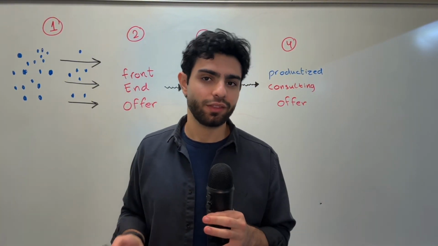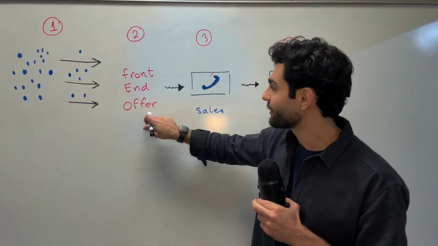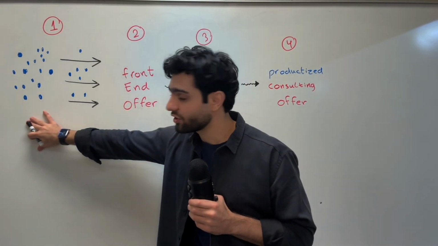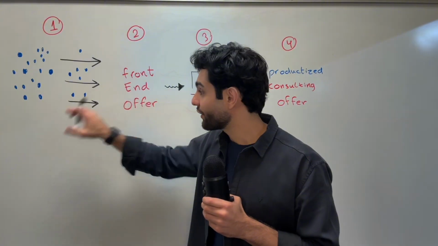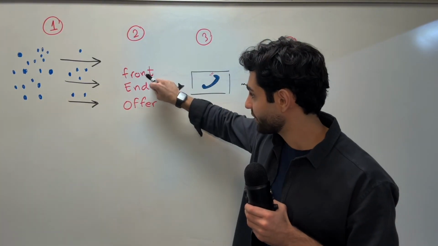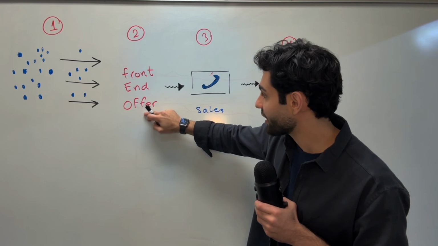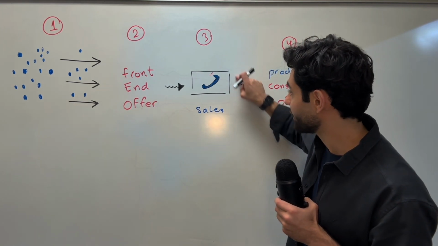But generally speaking, I think the best practice here would be just to deliver this front-end offer via a sales call. Okay, so now we have a way to generate traffic and get people to figure out that you exist. And then we have the front-end offer to get them interested in speaking with you. And then we actually deliver that front-end offer via this sales call. So now we're here, okay?